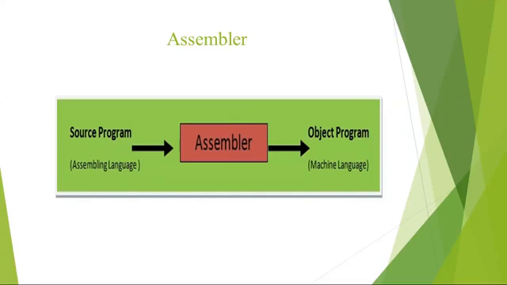Let's understand it with a little diagram. We have the assembler. We have the source program, that is, the program written in assembly language, and the assembler converts that program written in assembly language into machine language. In previous slides, we discussed that a compiler works with a program written in high-level language and converts it into machine language, while an assembler works with a program written in assembly language and converts it into an object program or machine language program.